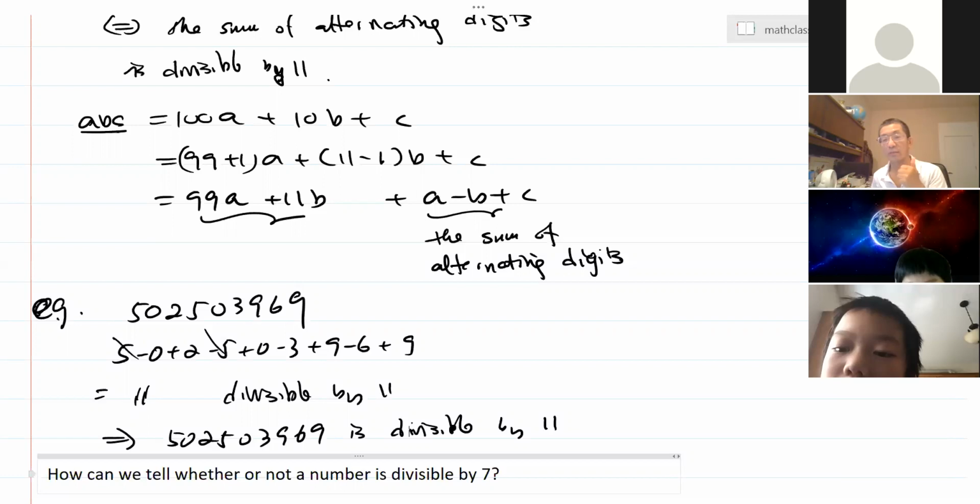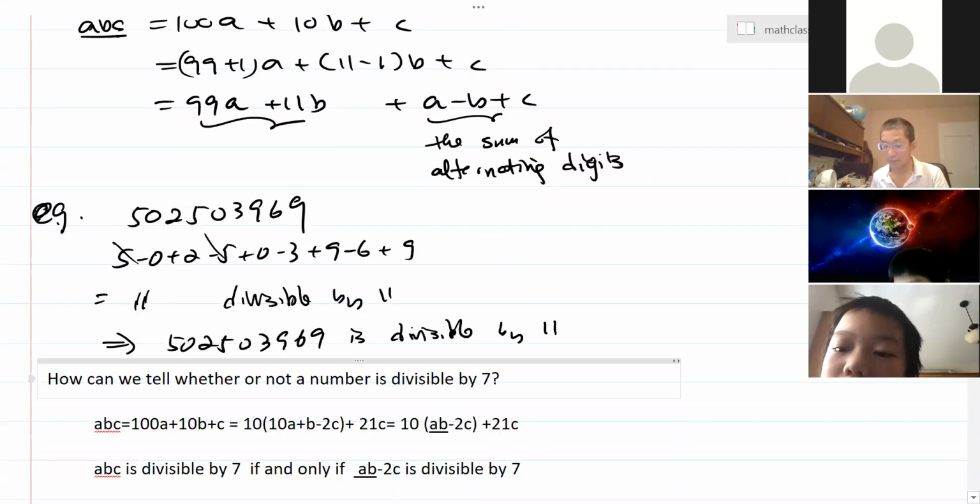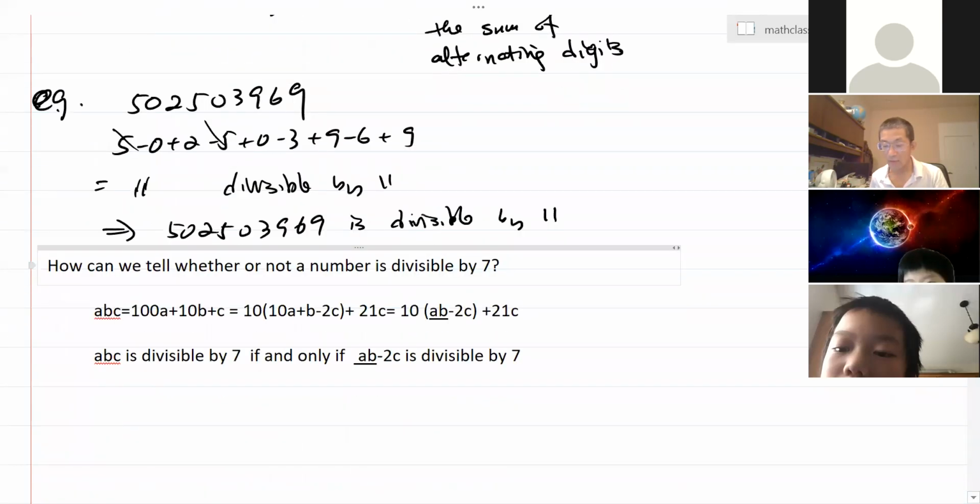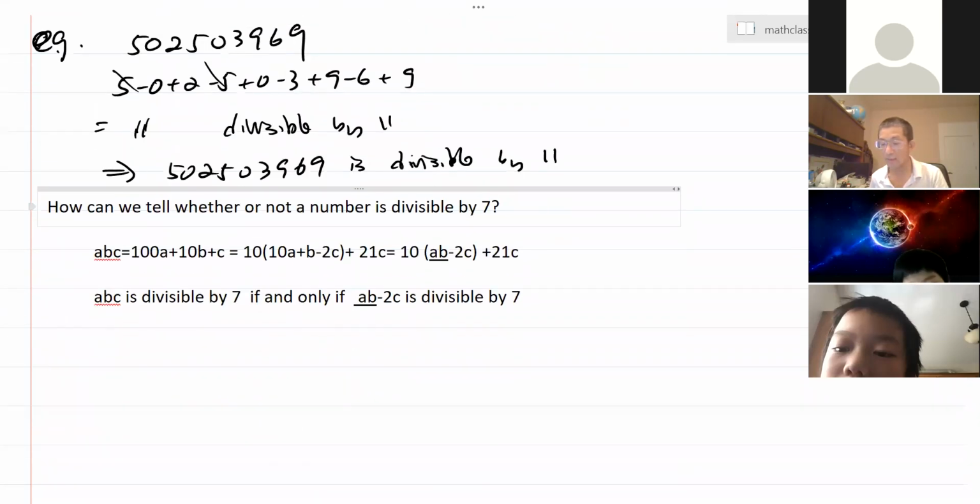So now there is one number left, which is 7. How can we tell whether or not a number is divisible by 7? There is a strange formula here. I hope you understand. Okay, this is the formula.